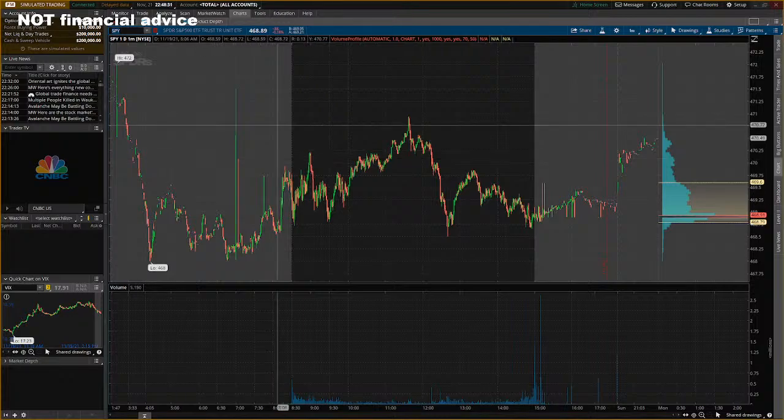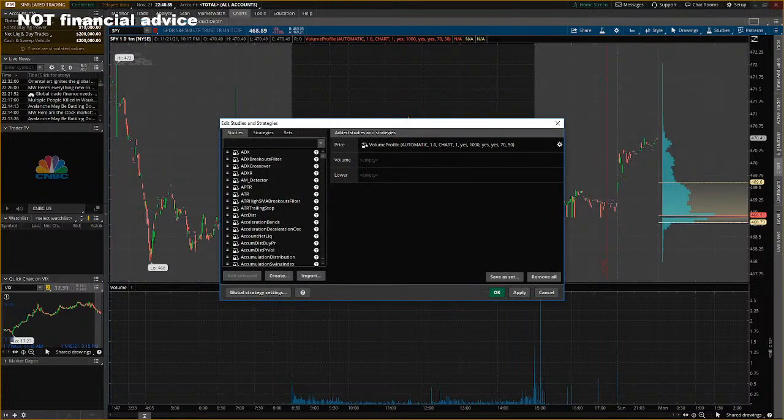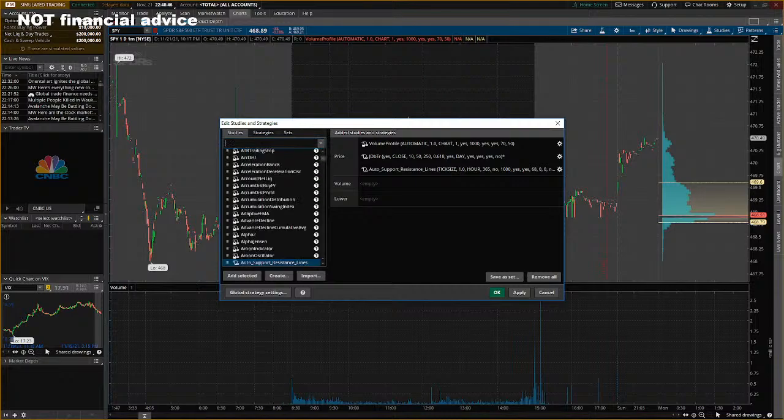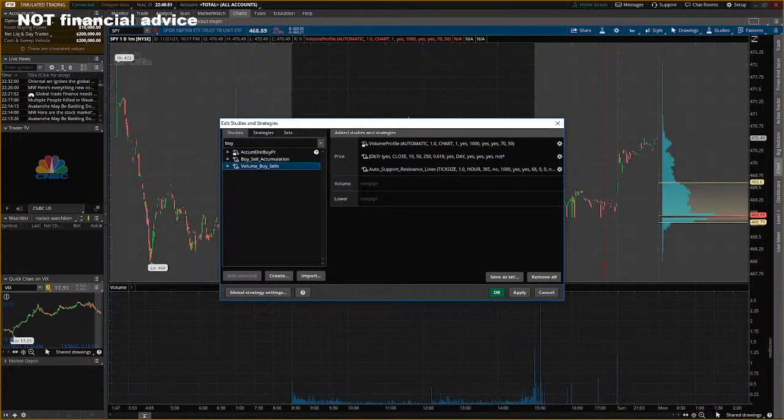This is the one for the single chart. And on this one, I have the super trend script, the auto support resistance, the volume profiles, and again the volume buy sell and the accumulation of buy sells. Then I also add the customs, the cyclical RSI.